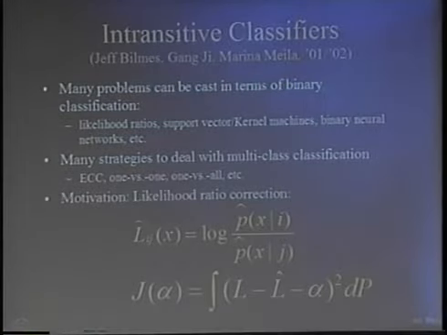Basically the issue is the following: in many classification procedures it's possible, and often desirable, to cast classification problems in terms of a set of binary classifiers. For example, likelihood ratios, which is what we're working on here, but also support vectors in kernel machines and binary neural networks and so on are essentially binary classifiers. And the question is, how do you achieve multi-class classification versus binary classification? There are many methods that people use in the support vector community, such as ECC, 1 versus 1, 1 versus all, and so on and so forth.